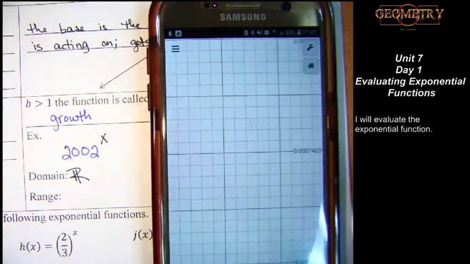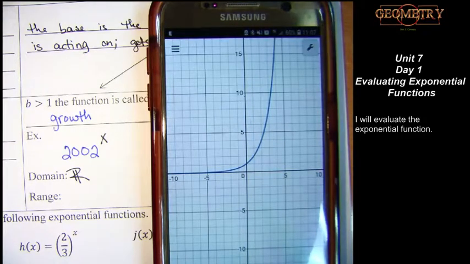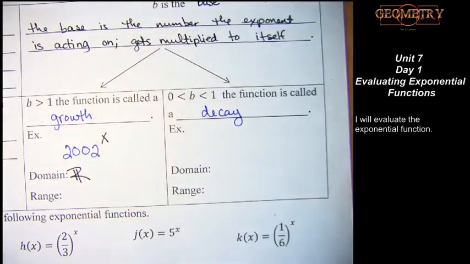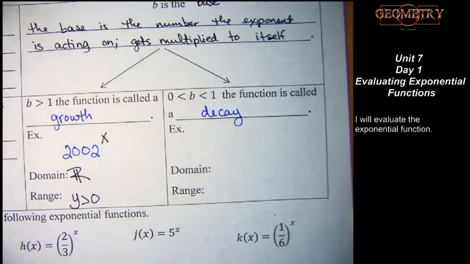It never touches 0. It never hits the 0. It looks like it's getting closer and closer. We're not sure where it becomes 0, but we're sure that this thing is never going to become negative, so there's no way it can ever be 0. So our range has to stay bigger than 0.